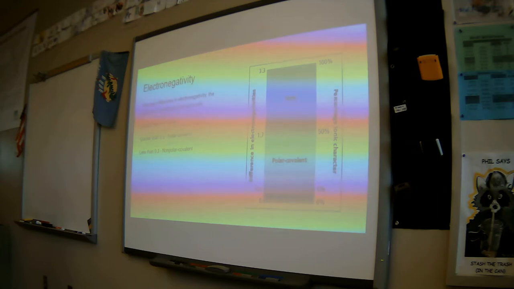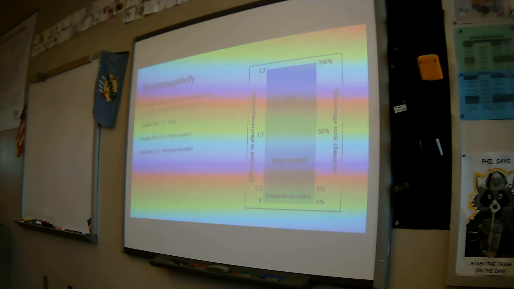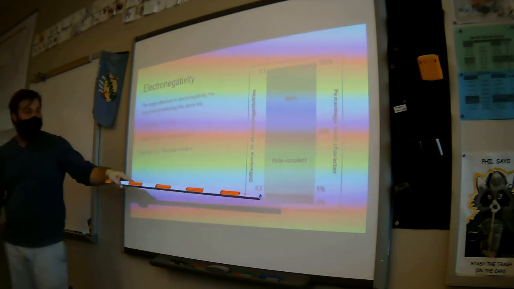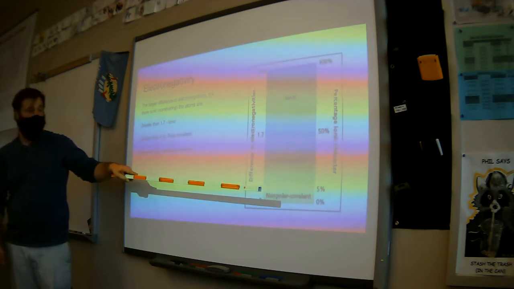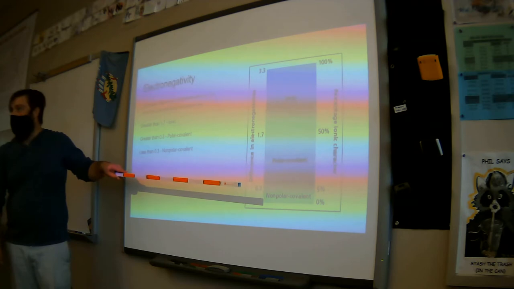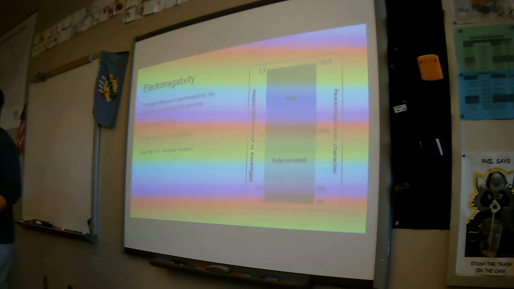So what you can do is look up on your chart the two bonds you're looking at. What was carbon and hydrogen? It was like a 2.2 and 2.5, right? So that's about a 0.3 difference. You can look on this chart and find a 0.3 difference. Where are we at? Nonpolar, right?